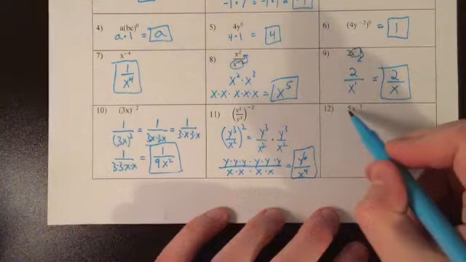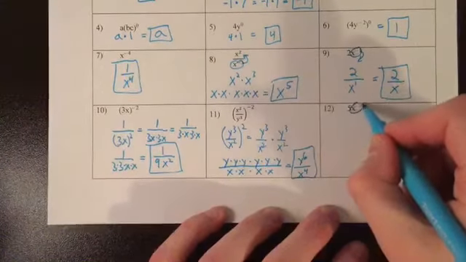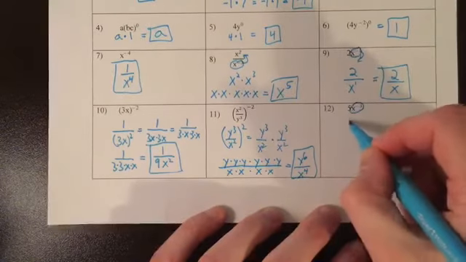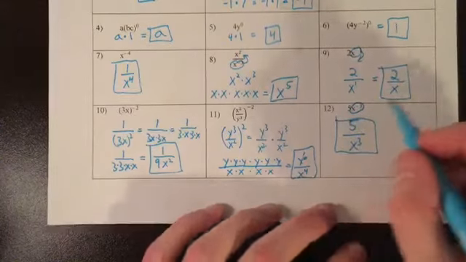Okay. And then last one, 5x to the negative 3rd. The base of that negative 3 exponent is just x, so that's the only one that moves down. 5 over x to the 3rd. Good.